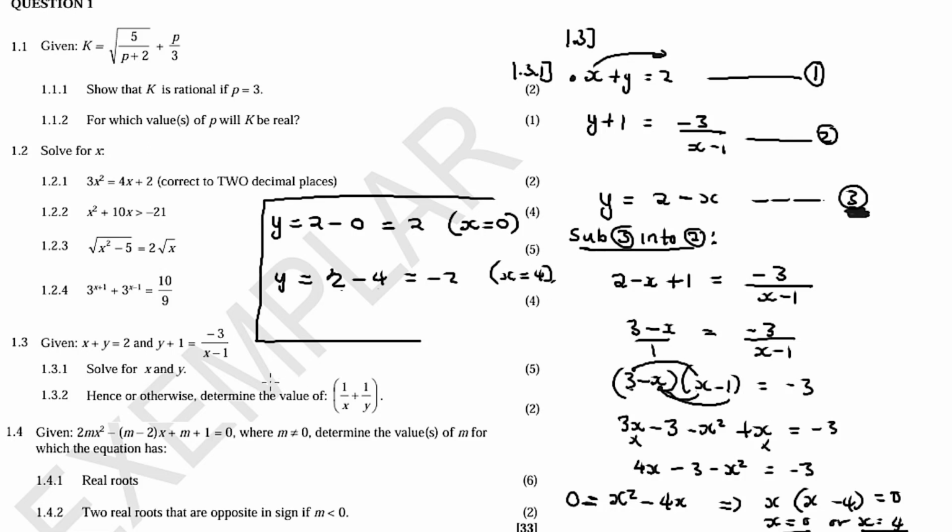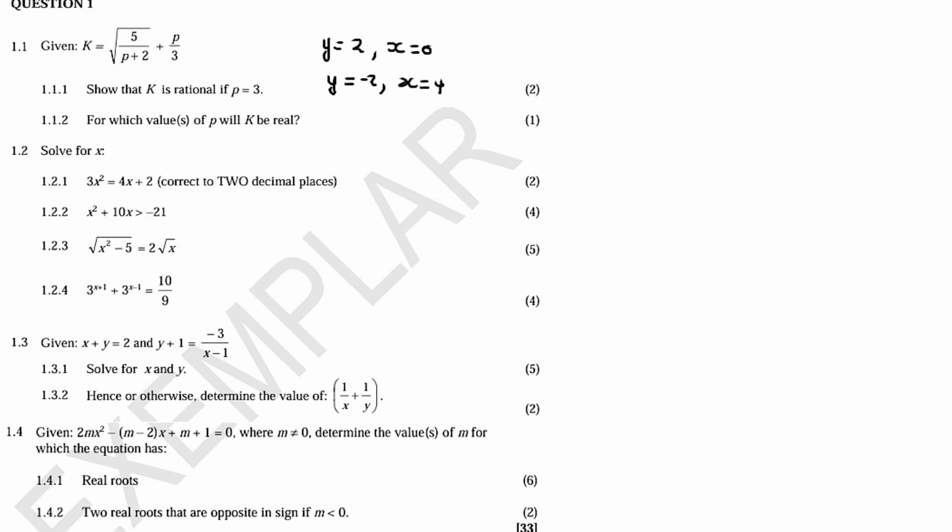Our solutions are now: y equal to 2 when x is equal to 0, and y equal to minus 2 when x is equal to 4. Hence or otherwise determine the value of. Okay, so it's either you take this pair or you take this pair, I assume.